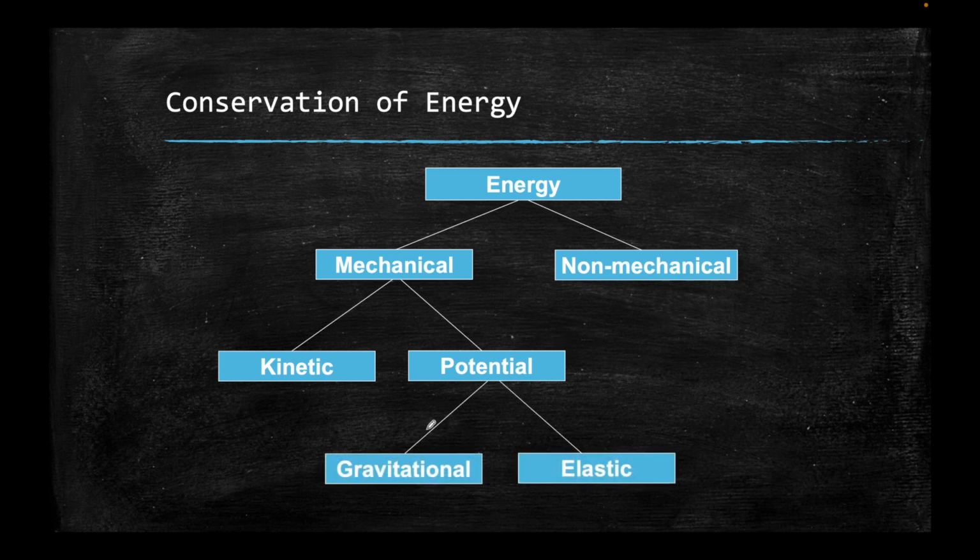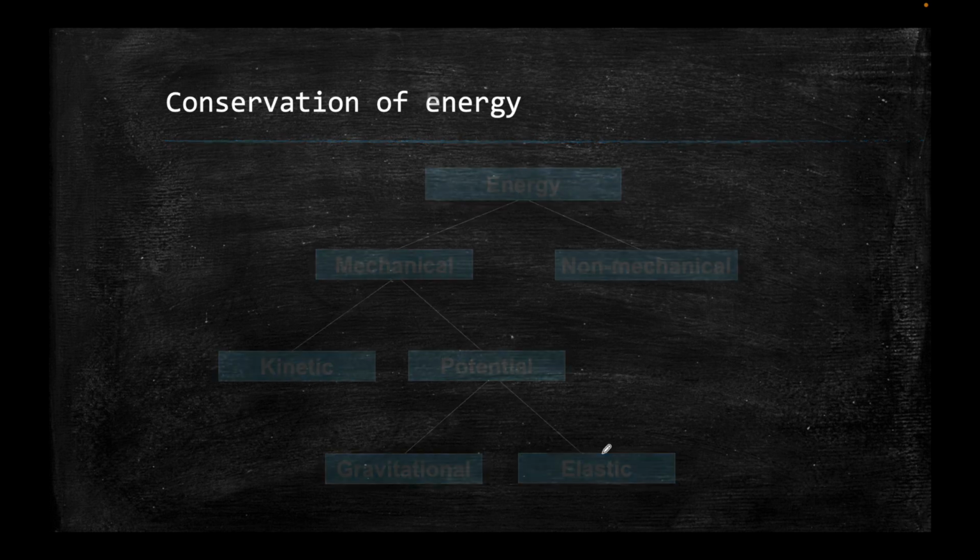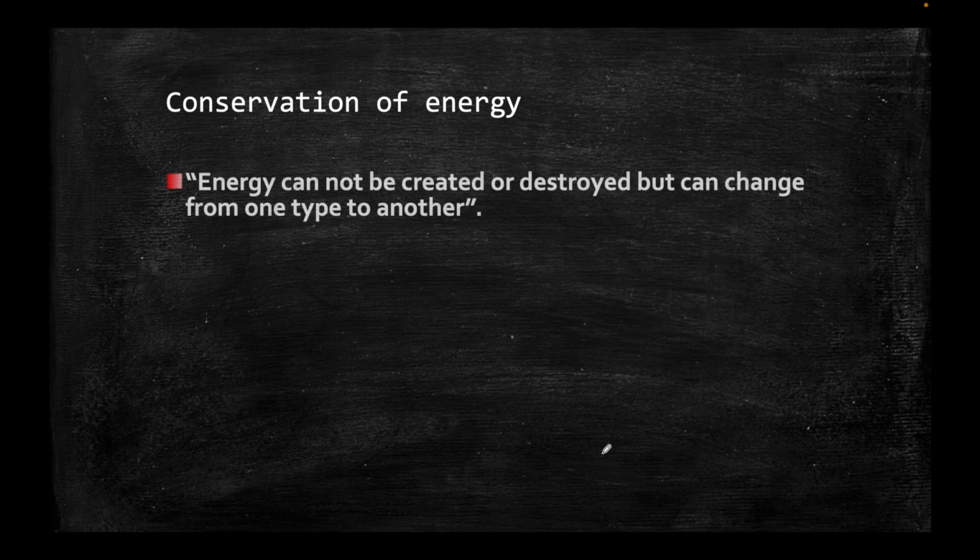There are two types of potential, which is gravity and elastic. We're going to focus on kinetic and gravitational potential energy. We will not touch on elastic today. So, conservation of energy, simply put, is energy cannot be created or destroyed, but it can change from one type to another. So you can transfer the energy, but you cannot create it out of nothing. You cannot destroy it.